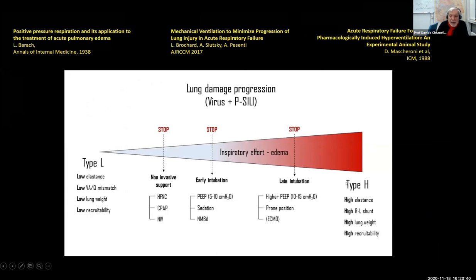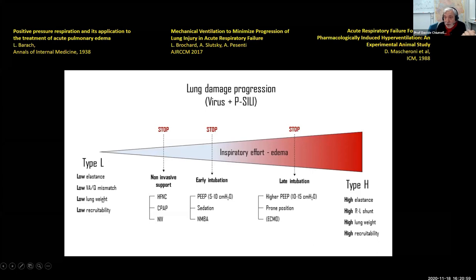And we call them type L and type H. The inventor of L and H was Camporota, really, you can suggest. L-H seems a good idea, because L is low elastance, which means good compliance. Low VA/Q, not mismatch, low VA/Q, which explains the hypoxemia.